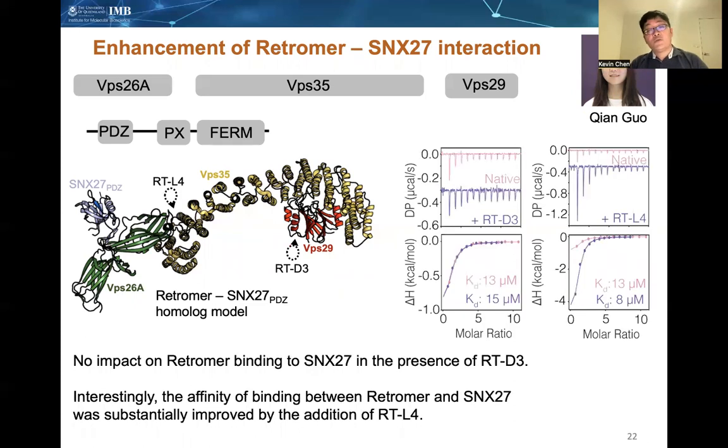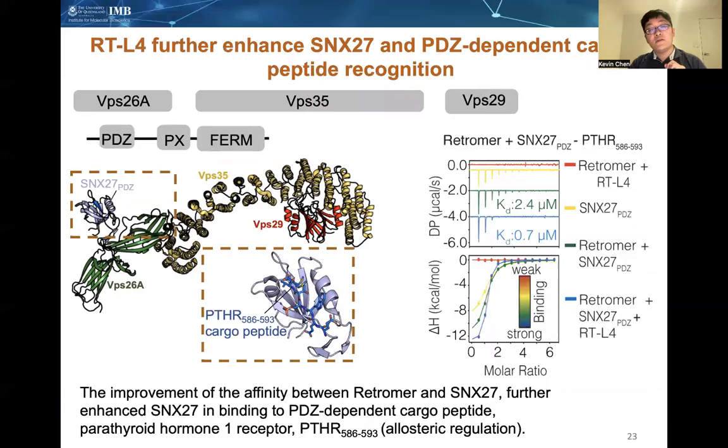When we tried the cyclic peptide RTD3 in this case, we see no negative effect, because the binding of SNX27 is quite far away from VPS29 or the cyclic peptide that binds VPS29, so there's no effect. In the case of RTO4, it's the same thing: there's no negative effect. But again, we see this enhanced interaction between the retromer and SNX27. So this is very, very interesting. We went into this further to see whether this would lead to enhanced binding or recognition of the cargo peptide, because we know SNX27 is a cargo adapter.